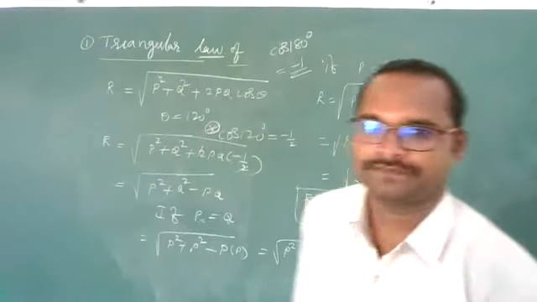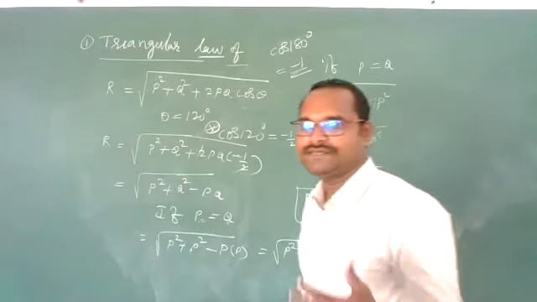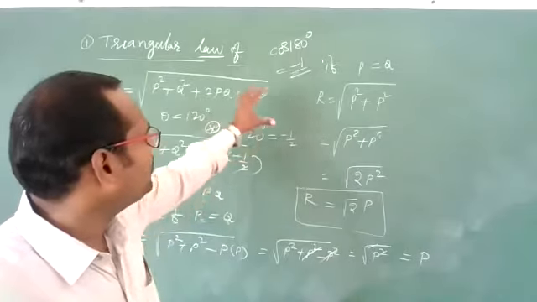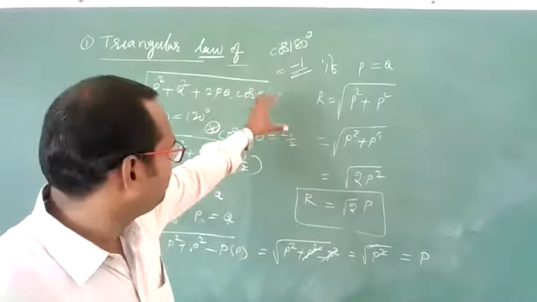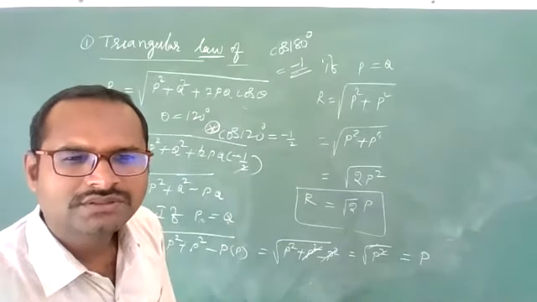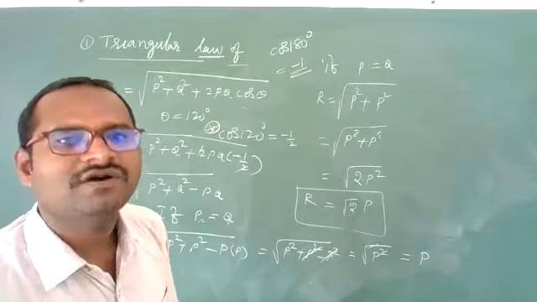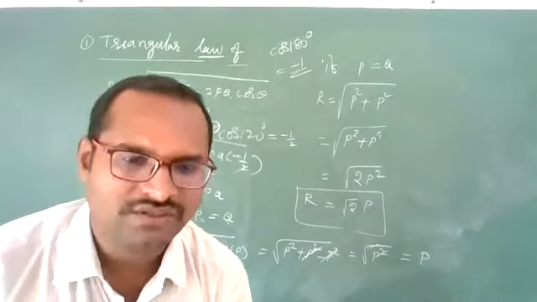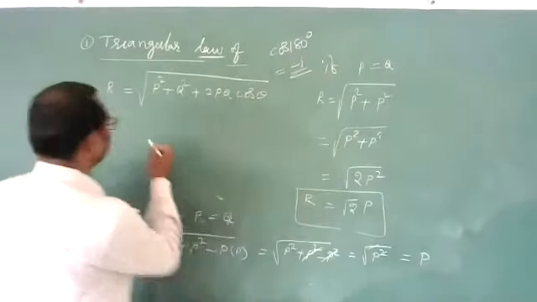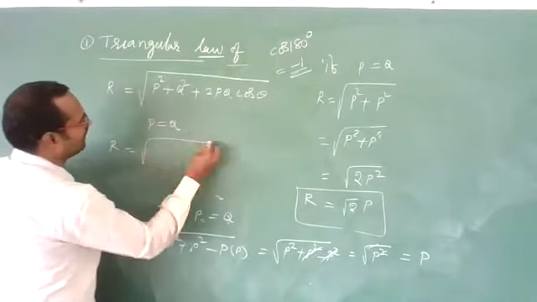Okay? So remaining topics let us discuss in next class now. Okay, students. So point wise you write. Sorry, Kirti. If vectors are equal, formula is what? If P is equal to Q, formula R is equal to root of.